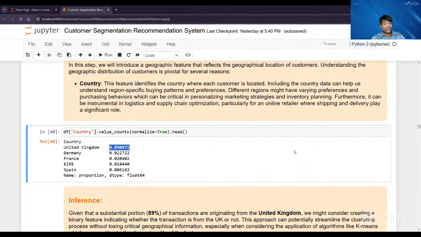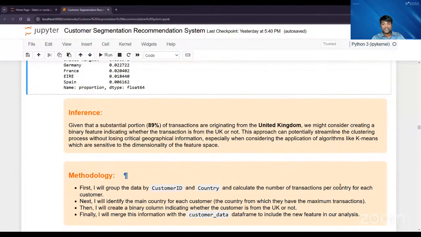Then we have a total of five other countries together: 1, 2, 3, 4, 5. So it is Spain, Germany, France, and so on. The inference is that 89% of the transactions are from the United Kingdom.